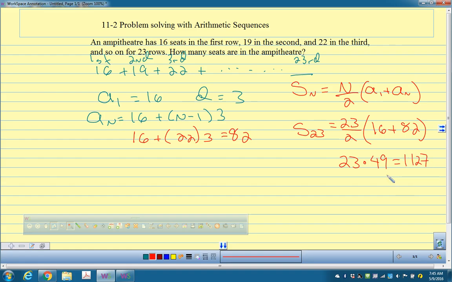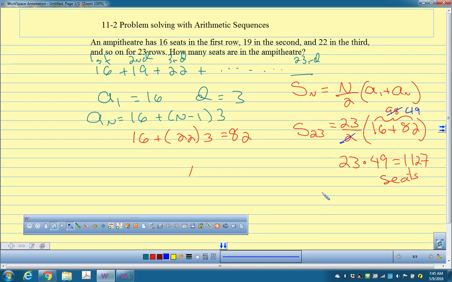Seats. Can you do that? Is that difficult? Wait, why did you do 23 divided by 2? Because that's what the formula is. But you did the 98. Oh, I did, because this makes 98, right? So I did some math in my head. I turned this into a 49, right?